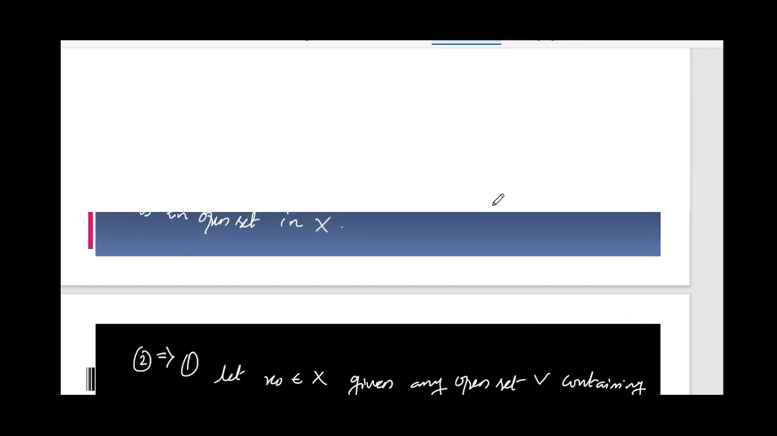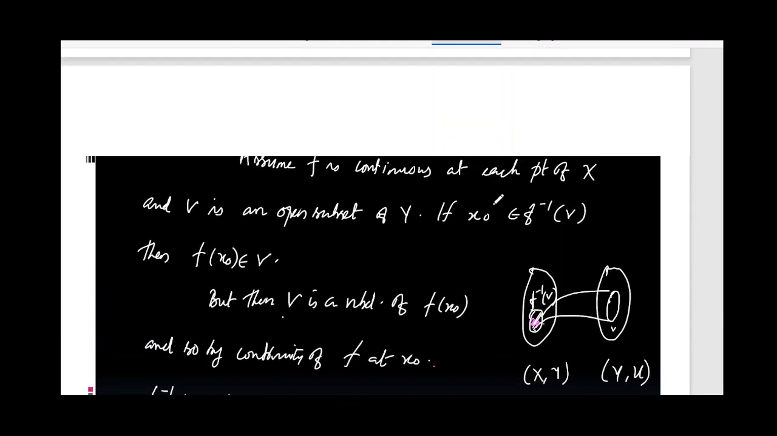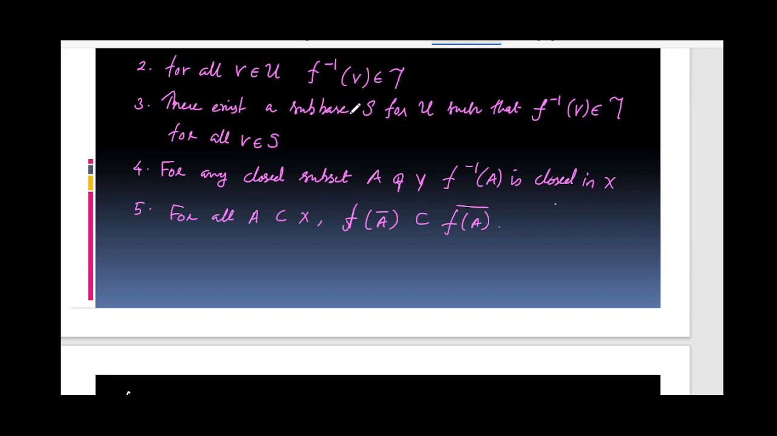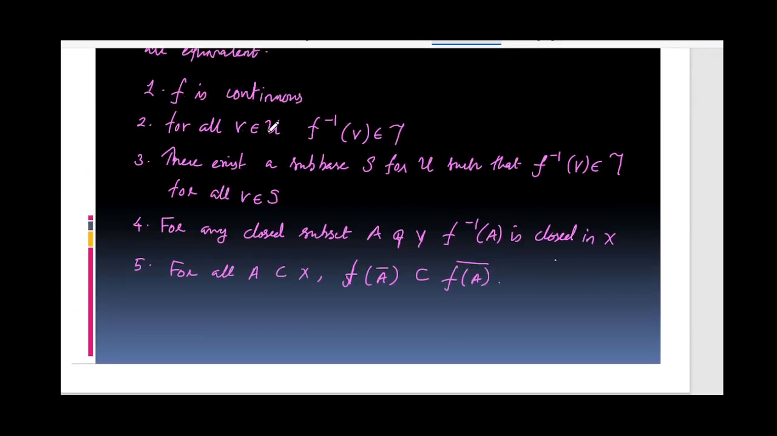See, what you have assumed is condition 3. Condition 3 means there exists a subbase S for U such that F inverse of V belongs to T for all V belongs to S. And we want to prove that for all V belongs to U, F inverse of V belongs to T.